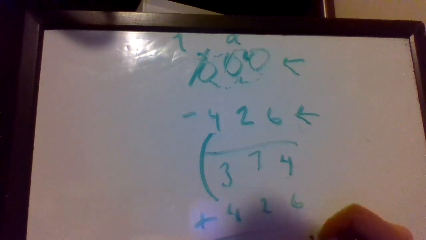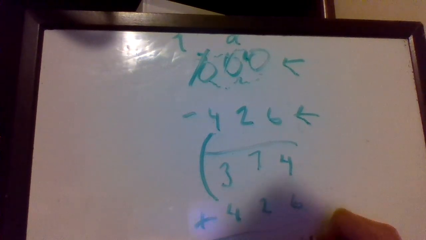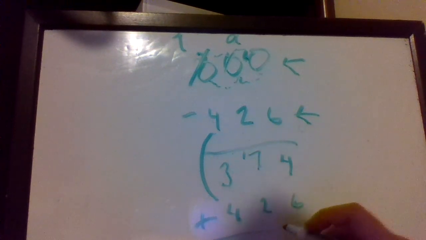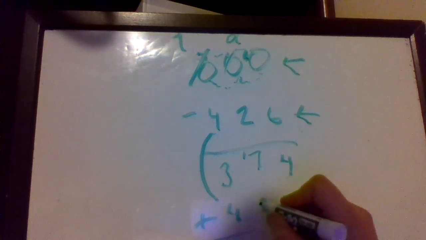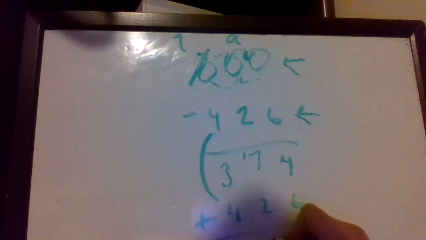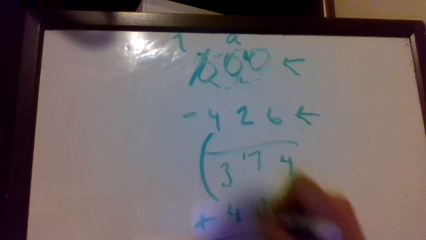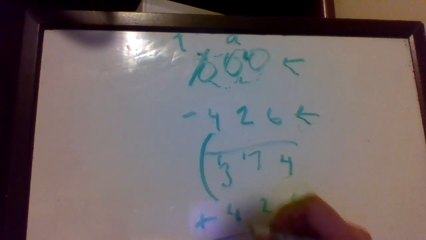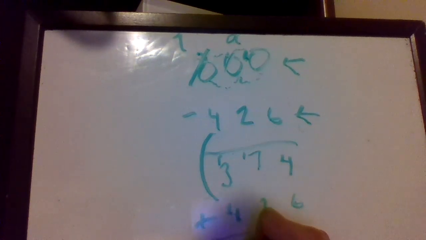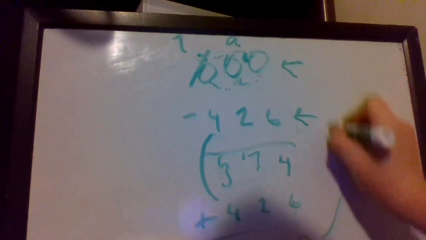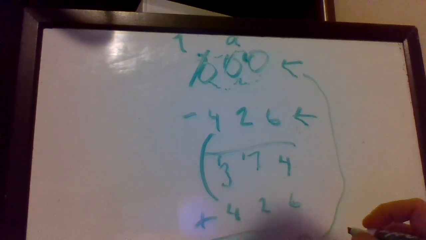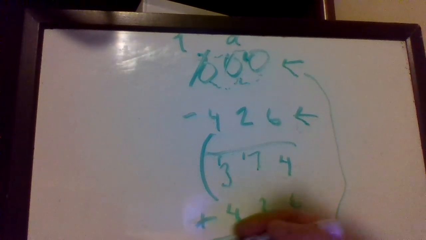So 4 plus 6 is 10. Carry the 1. 7 plus 2 is 9. 9 plus 1 is 10. Put down your 0. Carry the 1. 1 plus 3 is 4. 4 plus 4 is 8. So through all of our regrouping and mess that we have up here, we did start with 800, so we know we got it right.